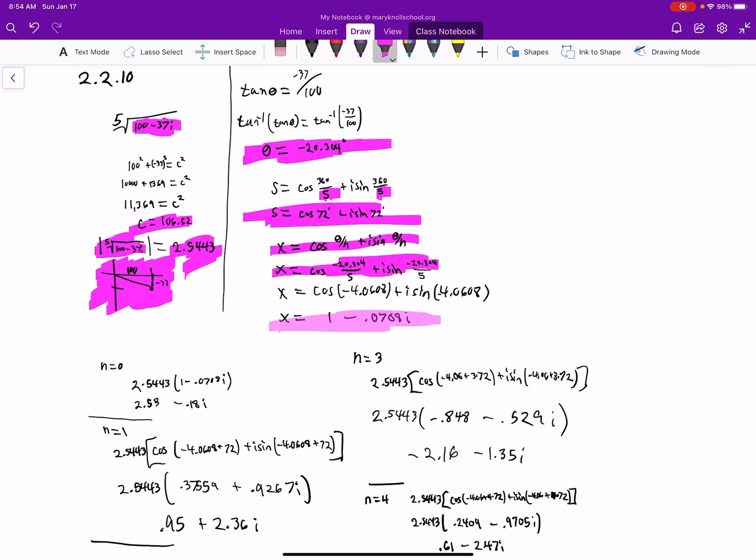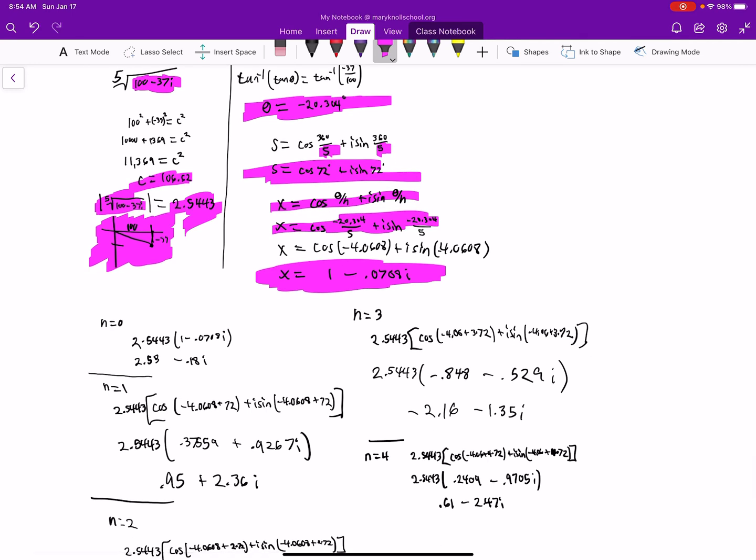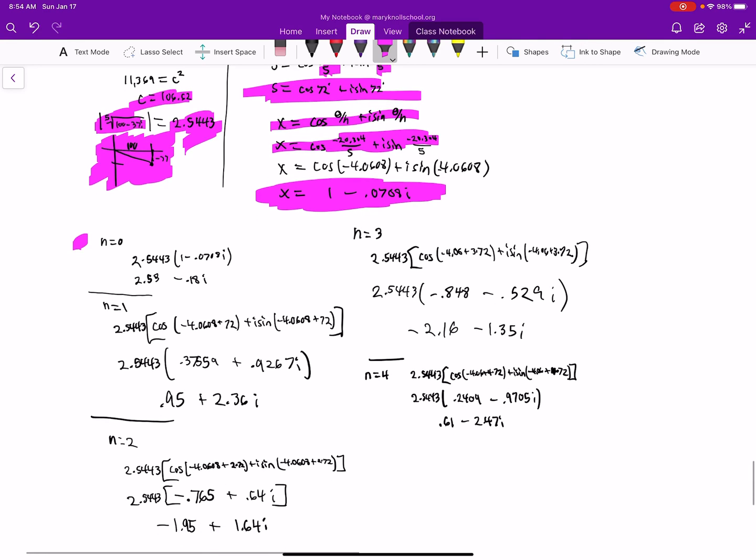Now, a lot of times this is actually our first solution, but remember the magnitude is 2.5443. So to get the first solution, we need to multiply by the magnitude. So we're looking here now. We go ahead and do that. And then remember, for each time, we've got to multiply by 72 degrees.